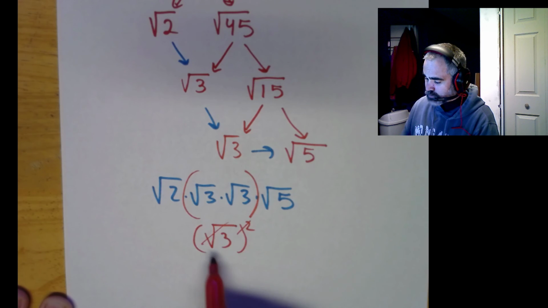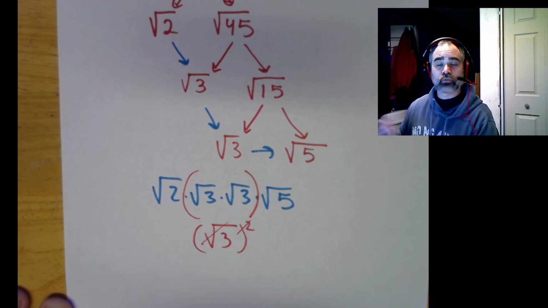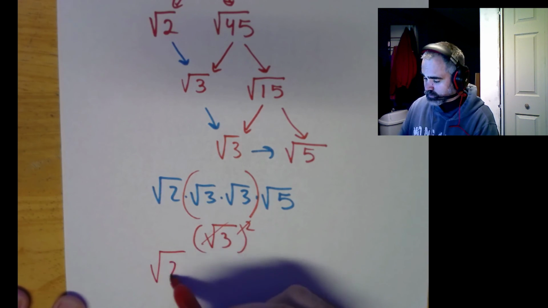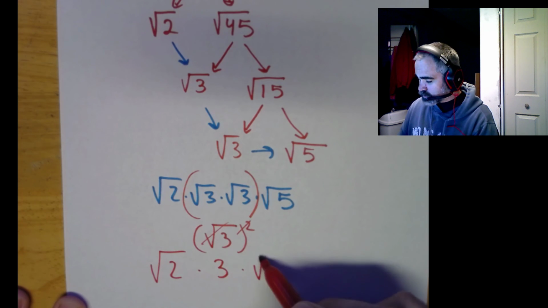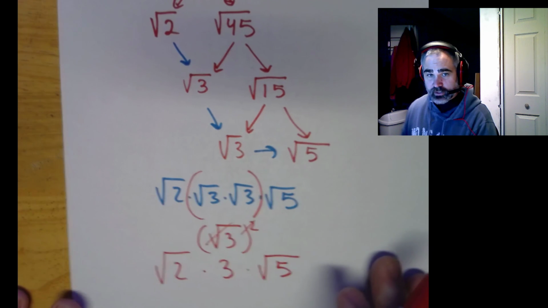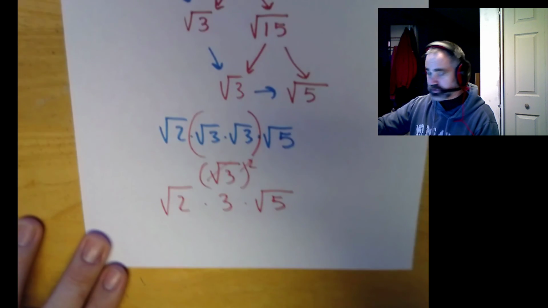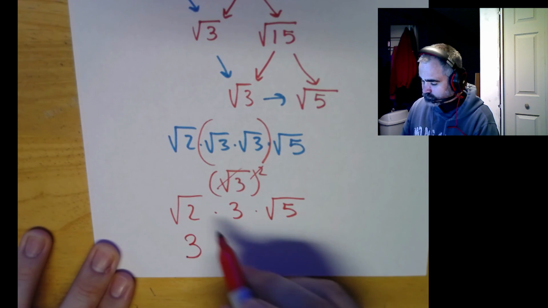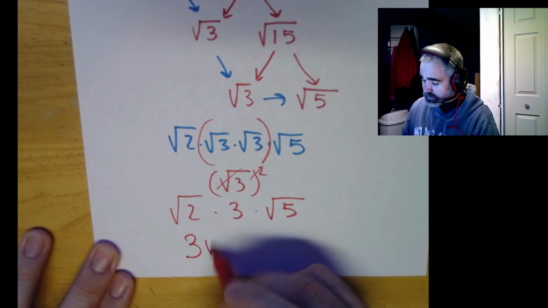So I'm going to bring the regular number out in front. Remember, whenever we're writing regular numbers here, the numbers that don't have the square root go in front. So I'm going to go ahead and put the 3 in the front. And then I'm going to multiply 2 times 5 to get root 10.